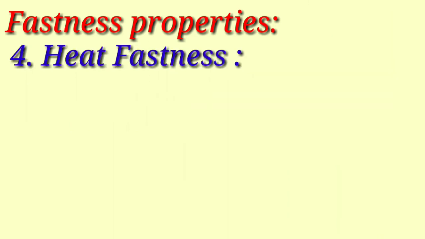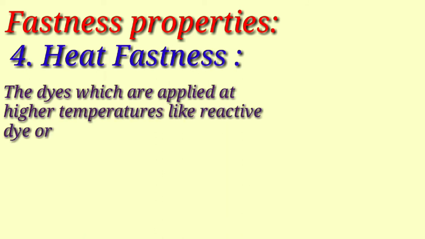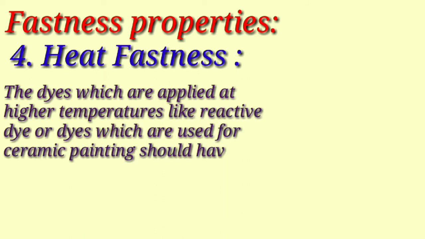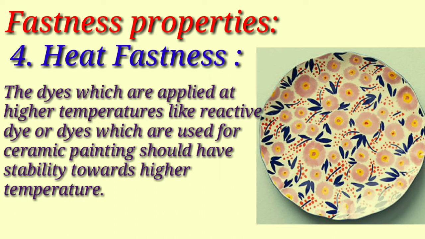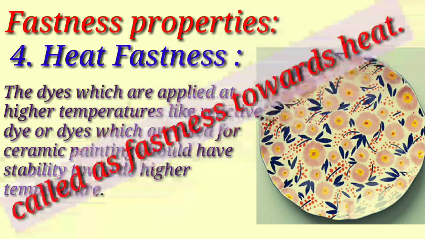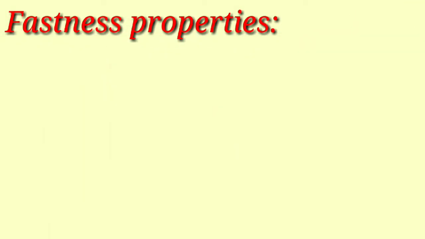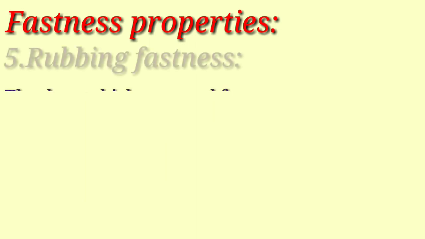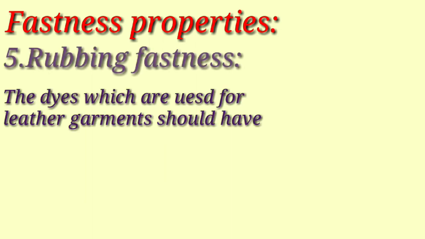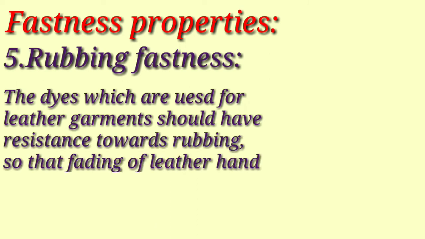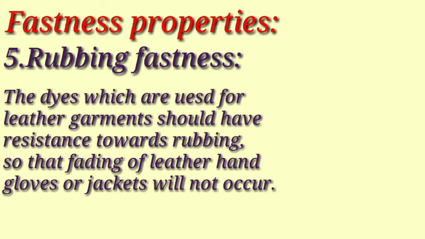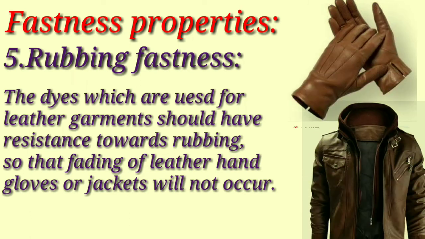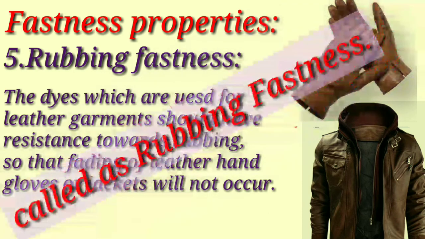Fourth is heat fastness. The dyes which are applied at higher temperatures, like reactive dyes, or dyes which are used for ceramic painting, should have stability towards higher temperature, and the property is called fastness towards heat. Fifth is rubbing fastness. The dyes which are used for leather garments should have resistance towards rubbing so that fading of leather gloves or jackets will not occur. This characteristic property is called rubbing fastness.